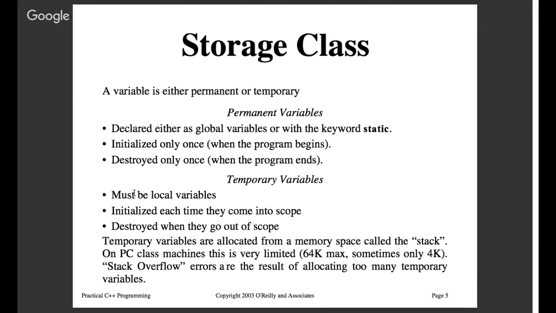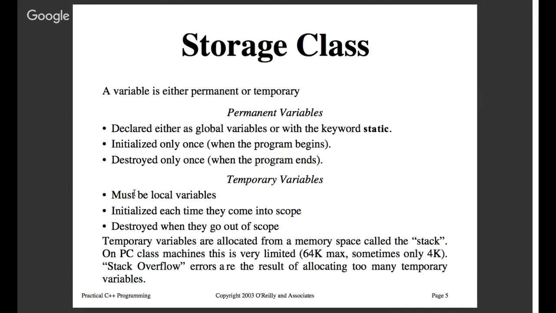Some of the other terminology: variables can be either permanent or temporary. Permanent variables are declared either as global variables or using the keyword static, which we'll look at an example of in a second, and are initialized only once when the program begins and destroyed only once when the program ends. Temporary variables must be local variables, initialized each time they come into the scope of that function, and destroyed when they go out of the scope of that function.